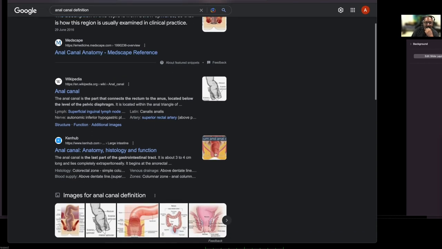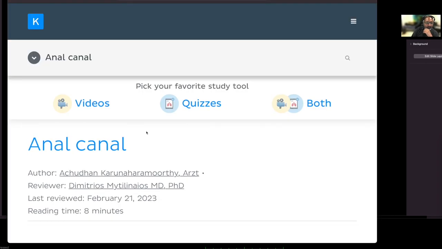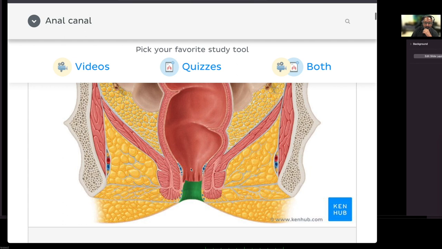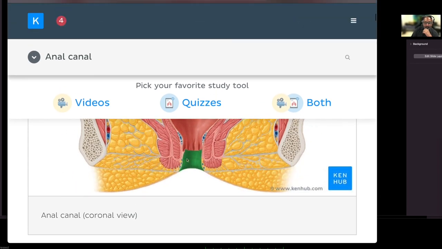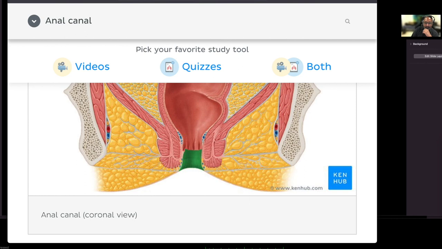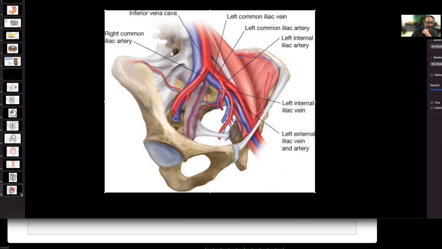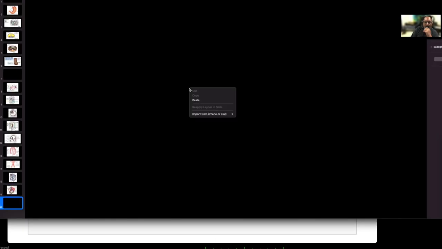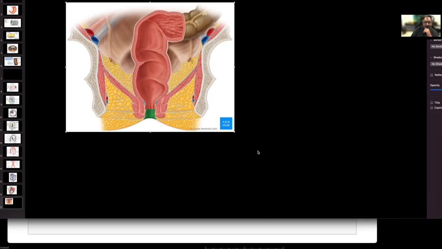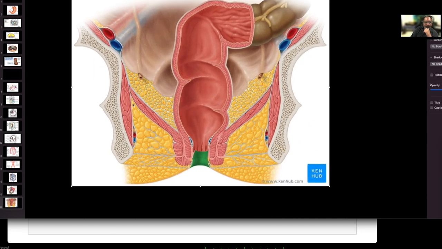I'm not sure, but let me see if I can go to this diagram. This diagram is actually quite good. Can I copy the diagram? Oh, it's not this presentation. There's the pelvic diaphragm, and that's the urogenital diaphragm. These are two diaphragms that collectively are called the pelvic floor. And I may be wrong, I'm not sure, the anal canal is after the pelvic diaphragm.